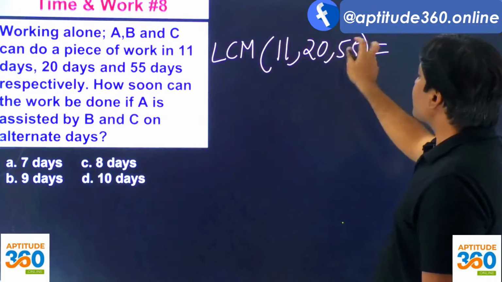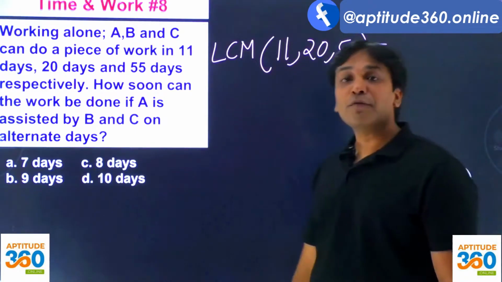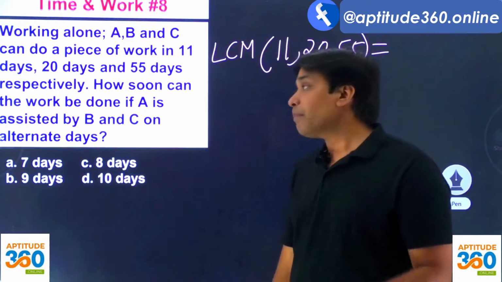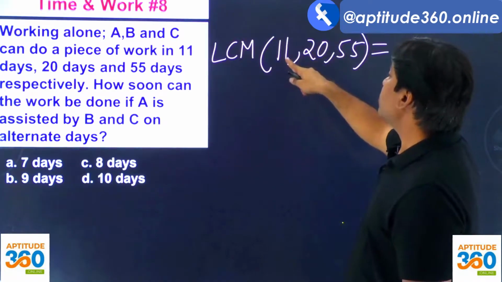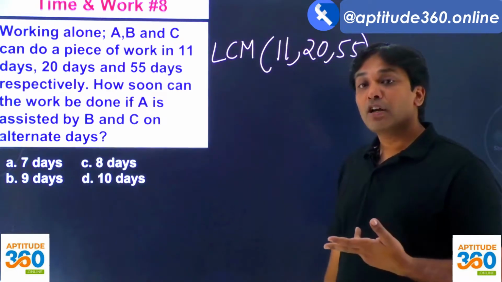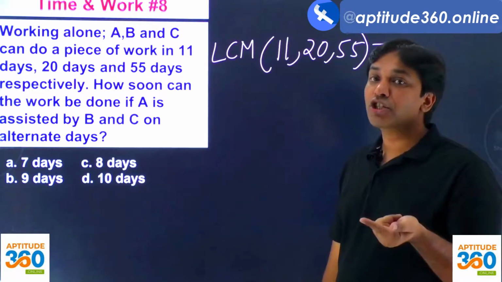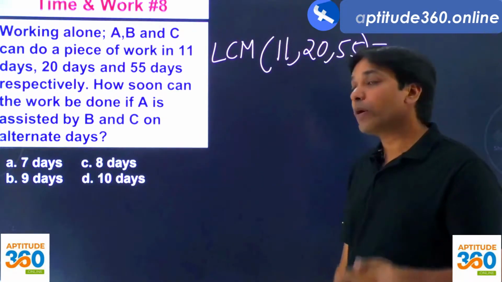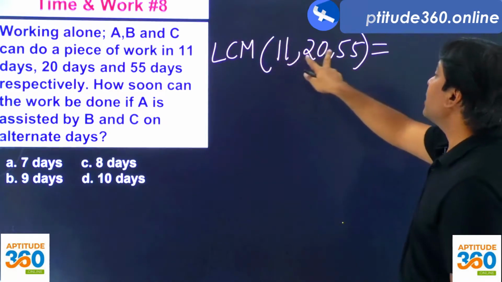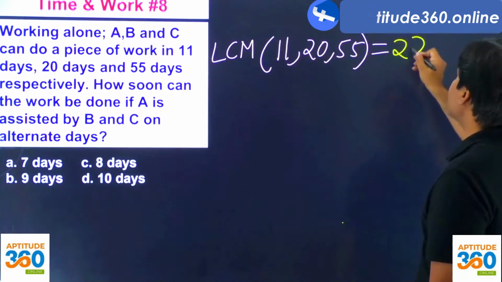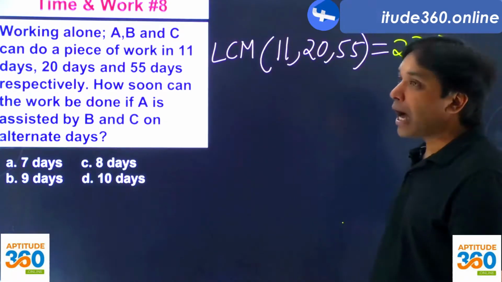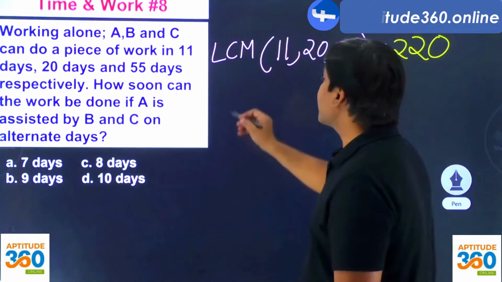It is going to be in the table of 55. 55 की टेबल पे वो कौन सा नंबर जो 11 and 20 दोनों से डिवाइड हो जाए? तो 55 into 2 110 नहीं हो रहा, and then 165 नहीं हो रहा, and then 220, is 220 a multiple of 11 and 20 also? Yes. So LCM is going to be 220. आप बचाओ 10-15 सेकंड बचाओ ऐसा करके.